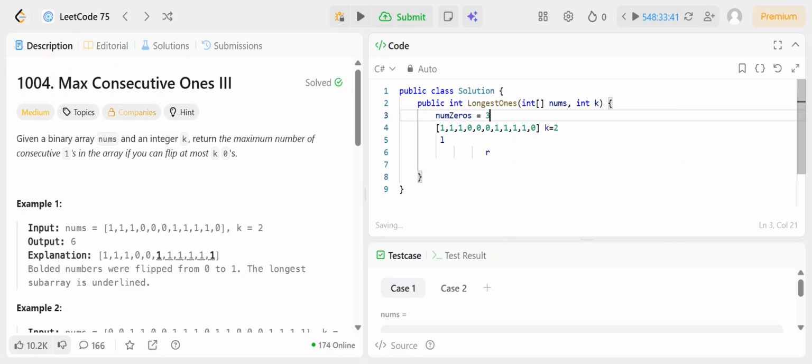Whenever it's crossing k, listen carefully, we are going to move left and decrease the number of zeros by one. Why are we doing it? Let's say I'm taking this particular array.